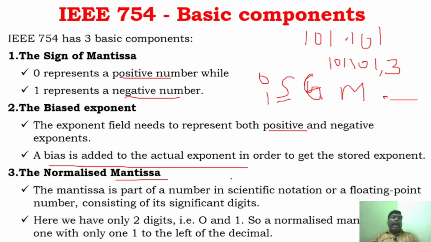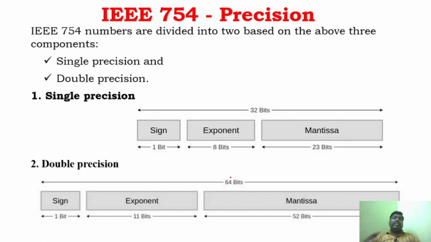So now IEEE 754 has given you two basic standards. One is single precision, and the other one is double precision. And once again I'm saying, don't directly watch this particular video. You have to understand how to represent sign, exponent, and mantissa, which is in the previous video. Please watch that and come to this video.